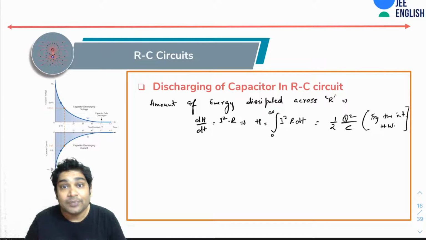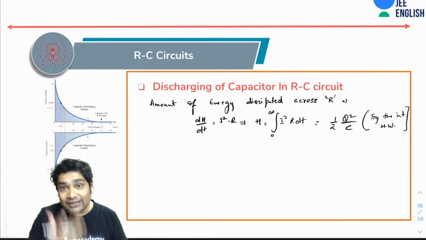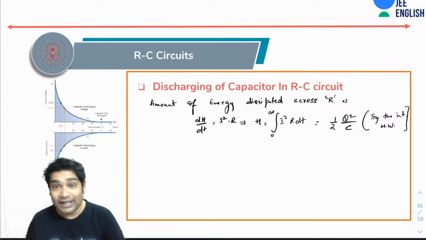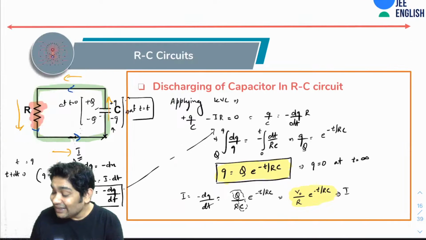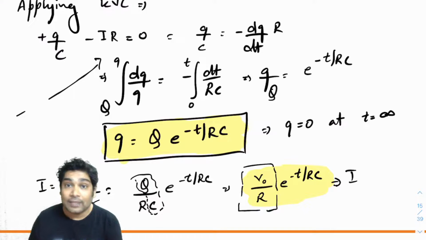So what is happening is that the energy that is getting dissipated across the resistance is nothing but the energy that was stored in the capacitor in the first place. And let's see what else I can notice from here. What is happening at t equals 0? At t equals 0, the current is V naught over R. And at t equals infinity, the current is 0.